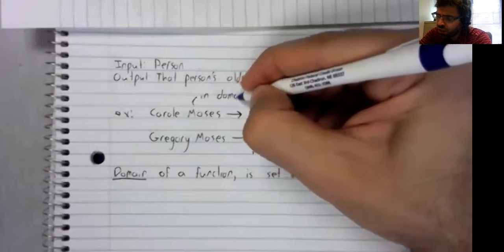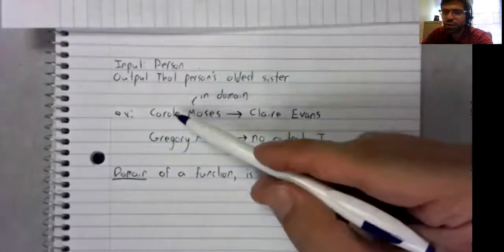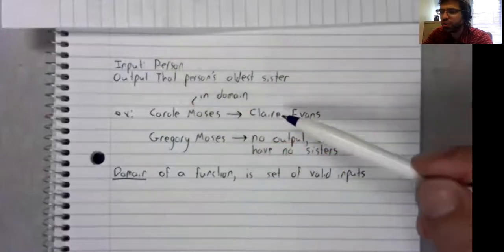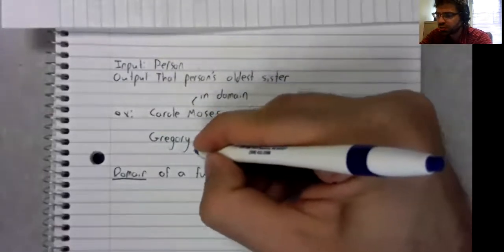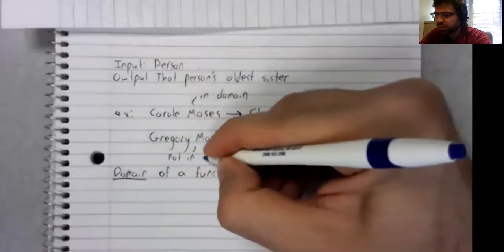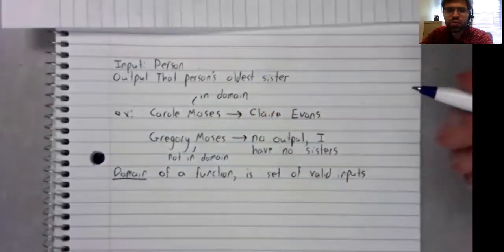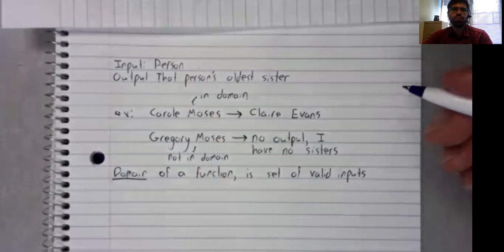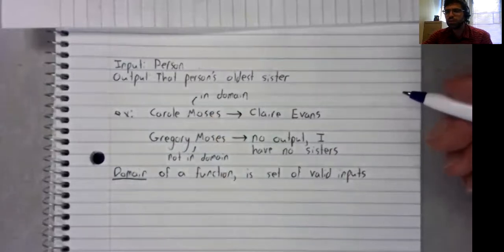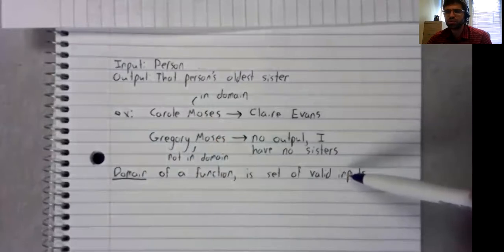So referring back to this function, the oldest sister function, my mom is in the domain of this function because when you stick her in as the input, you get an output. I am not in the domain. If you use me as an input, we do not have an output. So the domain gives you the valid inputs.